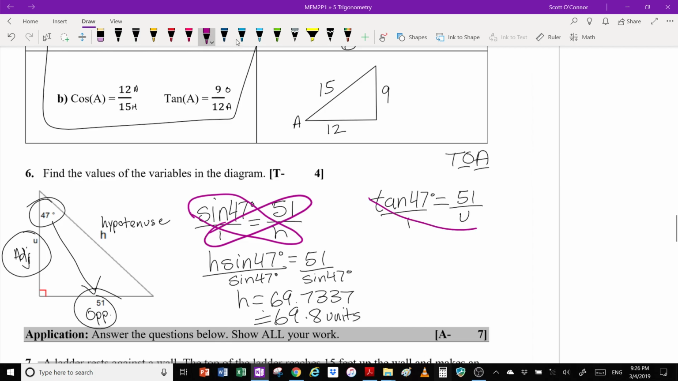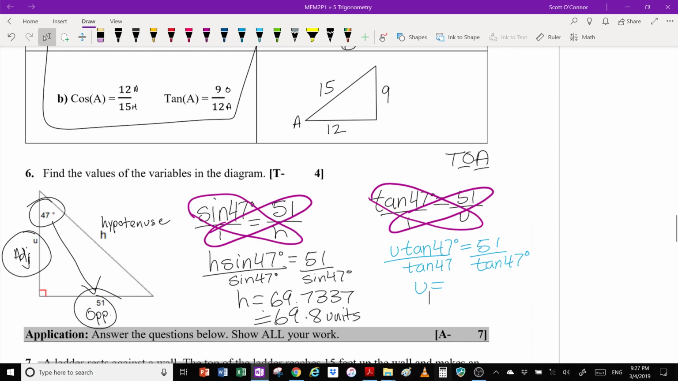Again, I'm going to cross multiply, and this is exactly like the other question, just we're putting tan where we had sine before, and we're going to then get u tan 47 degrees is equal to 51. We have to divide both sides by tan 47. And then we get u is equal to 47.55582, or about 47.6 units. All right, so that handles number 6.